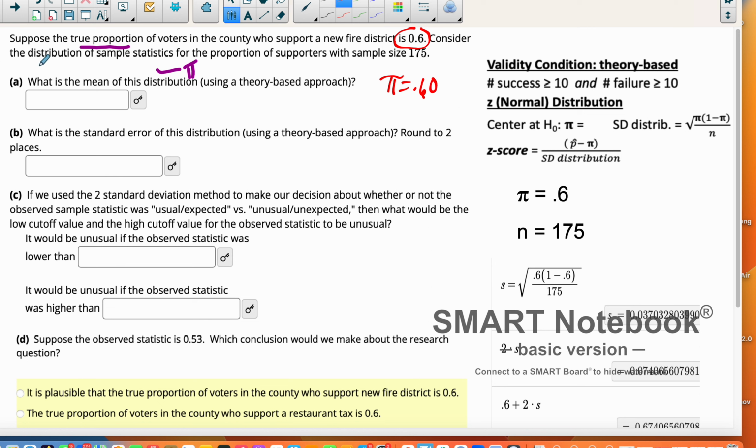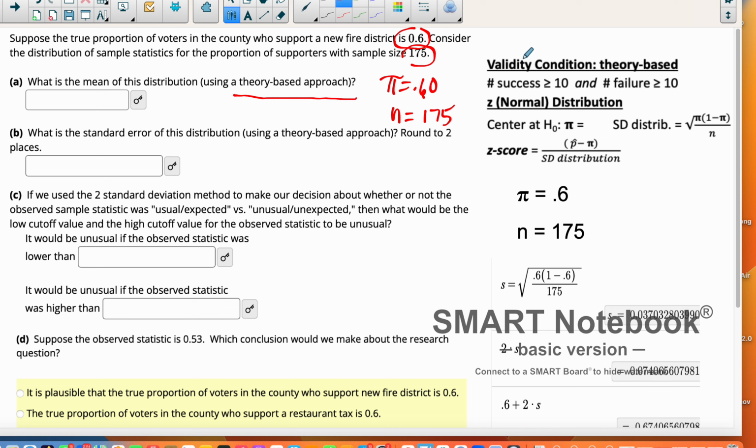If we consider that we have a distribution of sample statistics for that proportion, and we have a sample size of 175, that's n equals 175. So they didn't give me a p hat, they didn't give me a number of successes, they just gave me pi and n. What is the mean of this distribution using the theory-based approach?